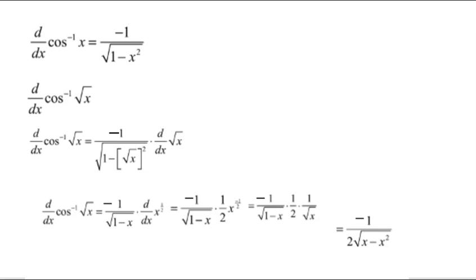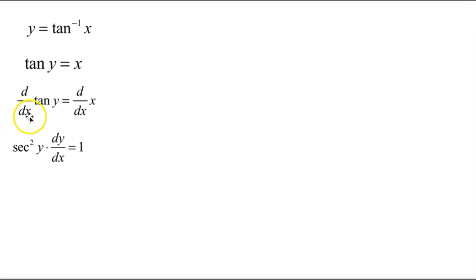Okay, we continue. Next question I have, y is the inverse tangent of x. We're going to find its derivative using implicit differentiation. So therefore, tangent of y is x. Take the derivative with respect to x of each side. Derivative with respect to x of tangent y is derivative with respect to x of x. So derivative of tangent y is secant squared y, dy dx, is 1. Divide both sides by secant squared y. I get dy dx is 1 over secant squared y.